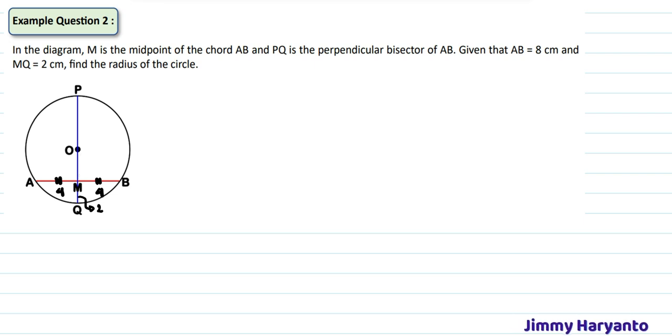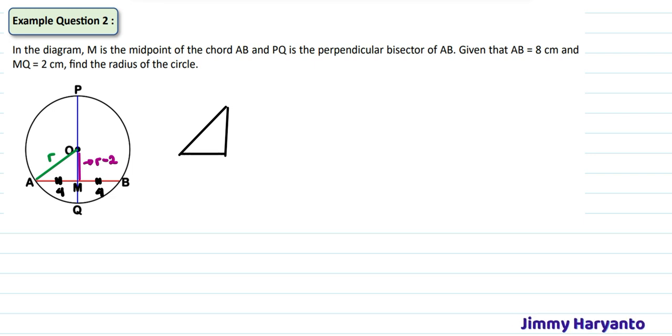Or maybe we can do this. Wait, let me draw it for you. So let's say this one is R. That means this one is also R, and that also means this one will be R minus 2, right? Because this is 2, this one is R, that means this line will be R minus 2. Okay, and then I will redraw the triangle.